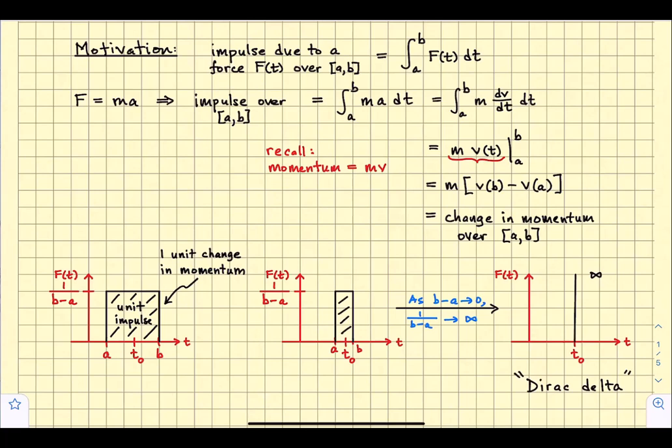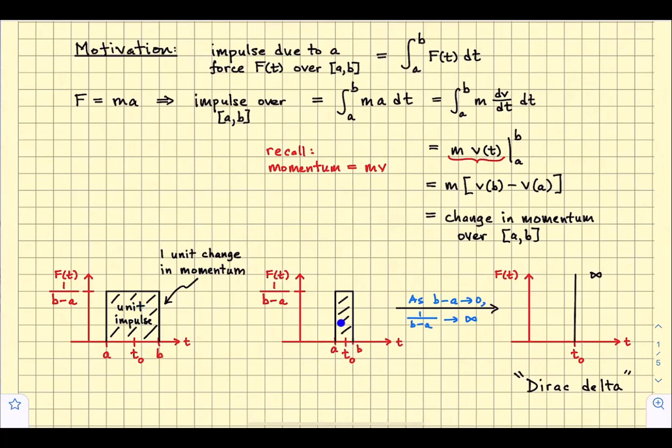So now imagine we take the same graph that we have here, and we just shrink the interval from A to B. We make A move to the right, and we make B move to the left. So what we're doing is we're taking the same force, 1 over B minus A, and we're just applying it on a shorter and shorter interval. If we're going to maintain the same amount of area, a unit impulse, a unit change in momentum, then if we shrink this interval length, we have to increase our force because B minus A gets smaller, so 1 over B minus A gets larger.